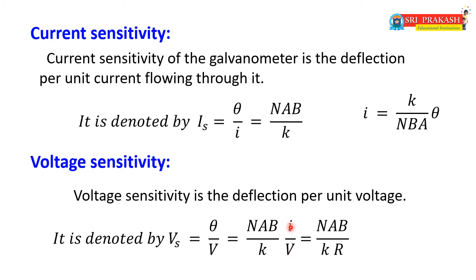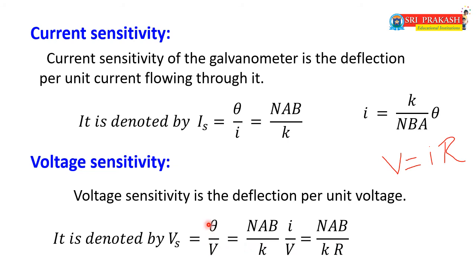Here I by V, according to Ohm's law, V equals IR, is nothing but 1 by R. So that is why R is in the denominator.